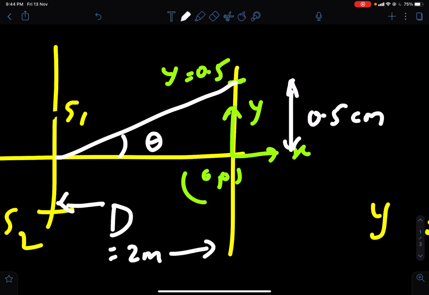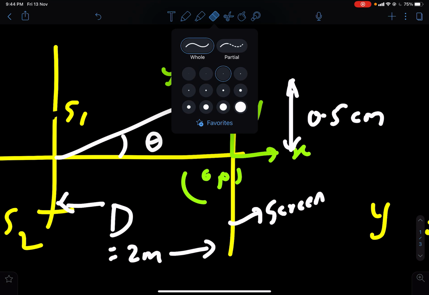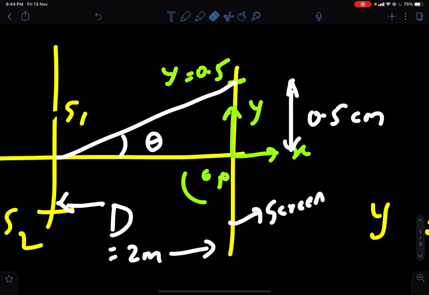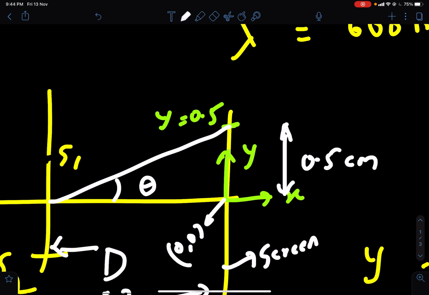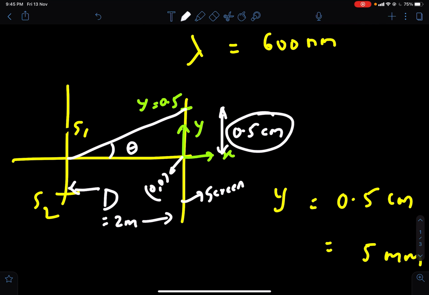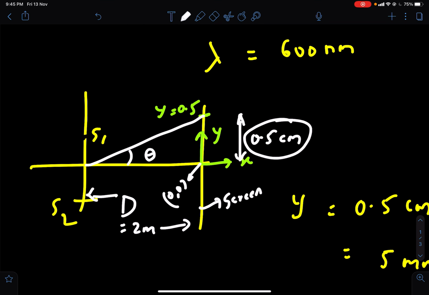So, here there is a screen, and center point of the screen will be like the origin of the coordinate system. So, you can see the x-axis and the y-axis, and this point here is 0 comma 0, which is the origin. Now from the center point of the screen we have to go up by 0.5 centimeter and check what is the intensity over there. Now going up by 0.5 centimeter means this theta is very small. Why? Because this capital D is given as 2 meter, which is like 200 centimeter.